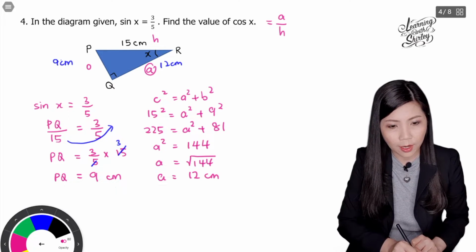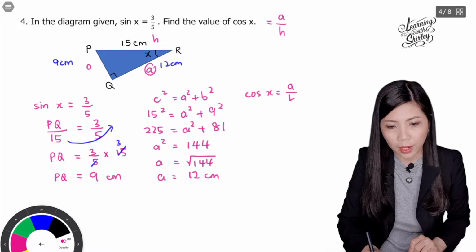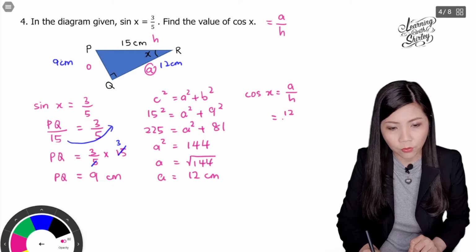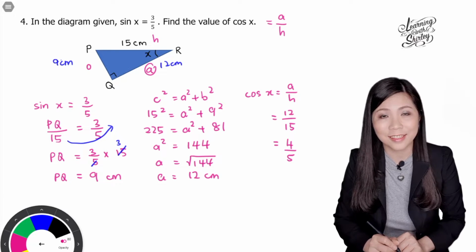So now we can find the value of cos already, because cos x is equal to A over H. A is 12 and H is 15. Then we simplify top and bottom, and we get 4 over 5. Ta-da! That's the answer.